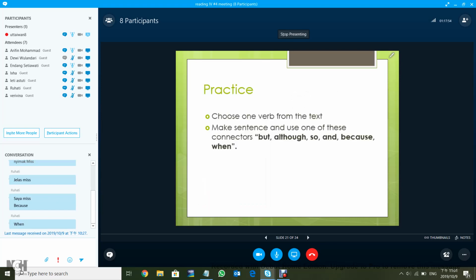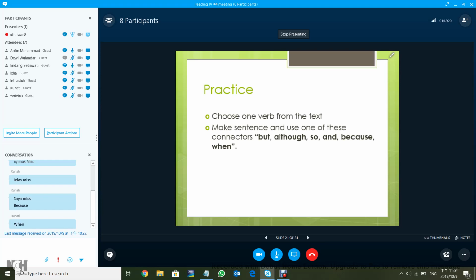Now, next. This is the assignment. So let's practice. Choose one verb from the text. Then, make sentence and use one of these connectors. But, although, so, and, or because, or when. So choose one verb from the text.